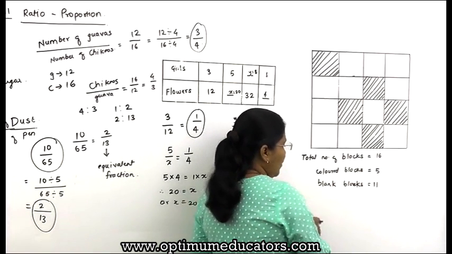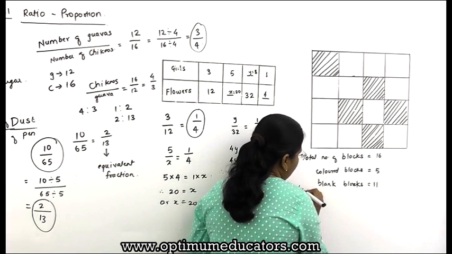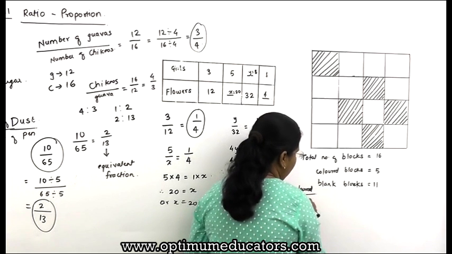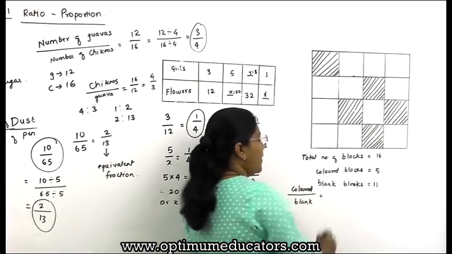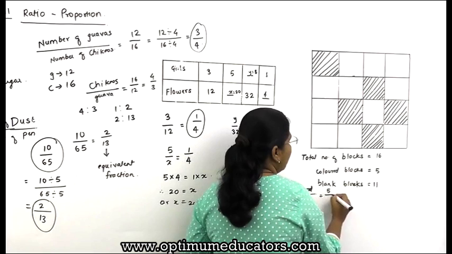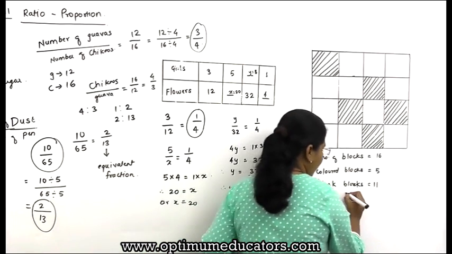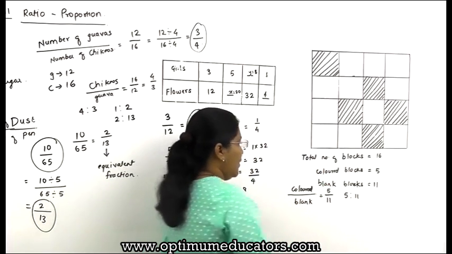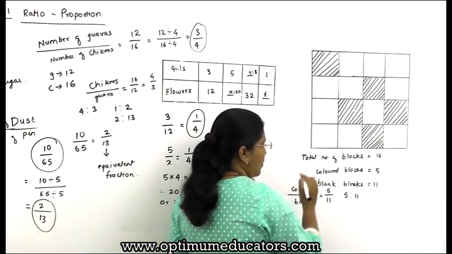Now let us find out the ratio of colored ones to the blank ones. Colored to blank, what is the ratio? Colored कितने हैं? 5. Blank कितने हैं? 11. So proportion क्या हुआ? 5:11.